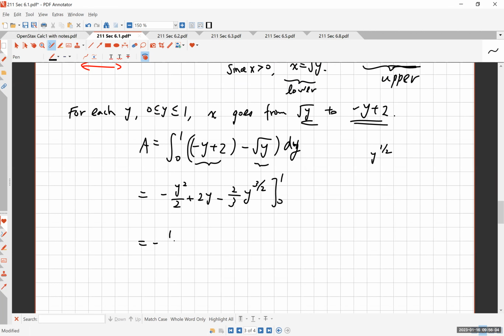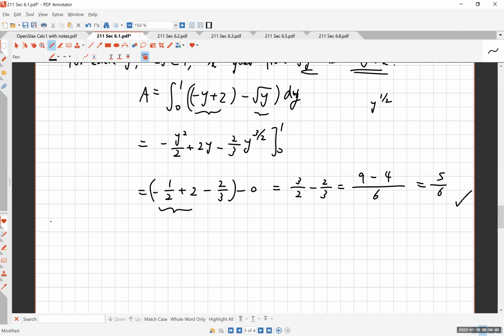So when you plug in 1, you get 1/2, and then 2 minus 2/3. Of course, if you plug in 0, you just get 0, right? So what is that? This part is 3/2, right? And then you subtract 2/3 from that. That's 6, right? And then this is 9 minus 4, and that is 5/6. And that is what we found last time, okay? So this is one way to do this kind of calculation and this kind of an integration.